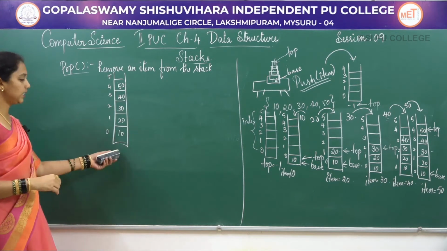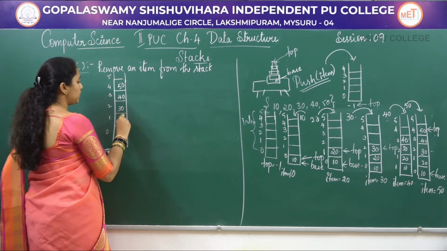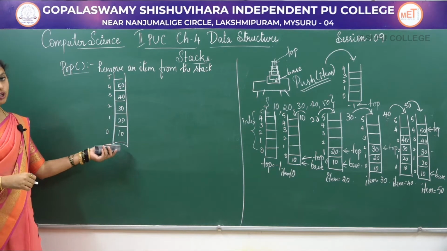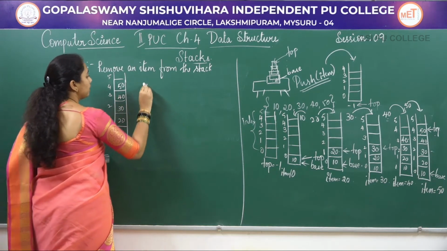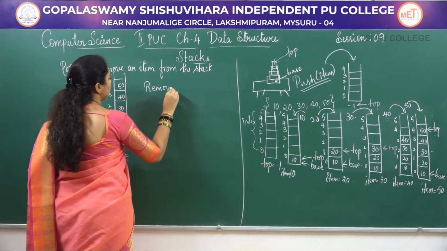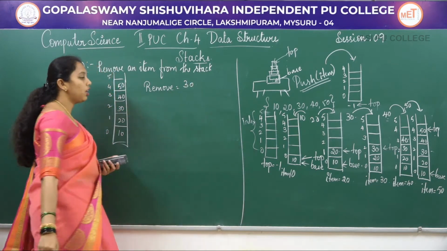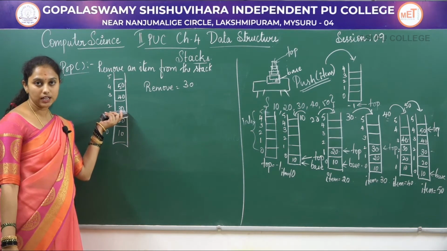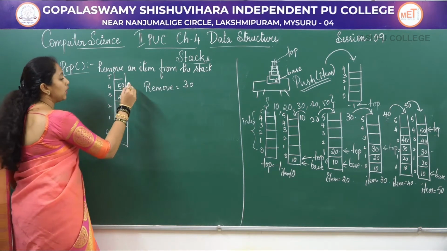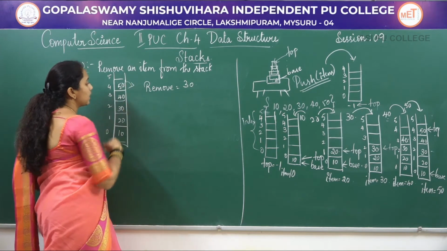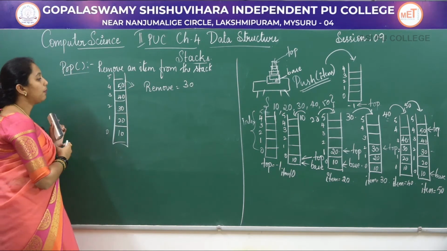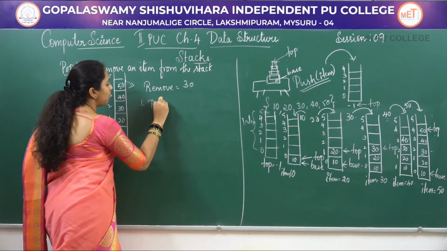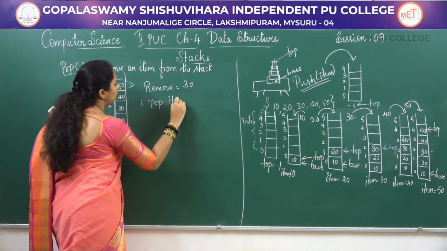The stack contains items like 10, 20, 30, 40 and 50. I want to remove the item 30. How do I remove 30 from the stack? First, I have to remove this 50, which is the top item of the stack. So the first step is to pop the item 50.